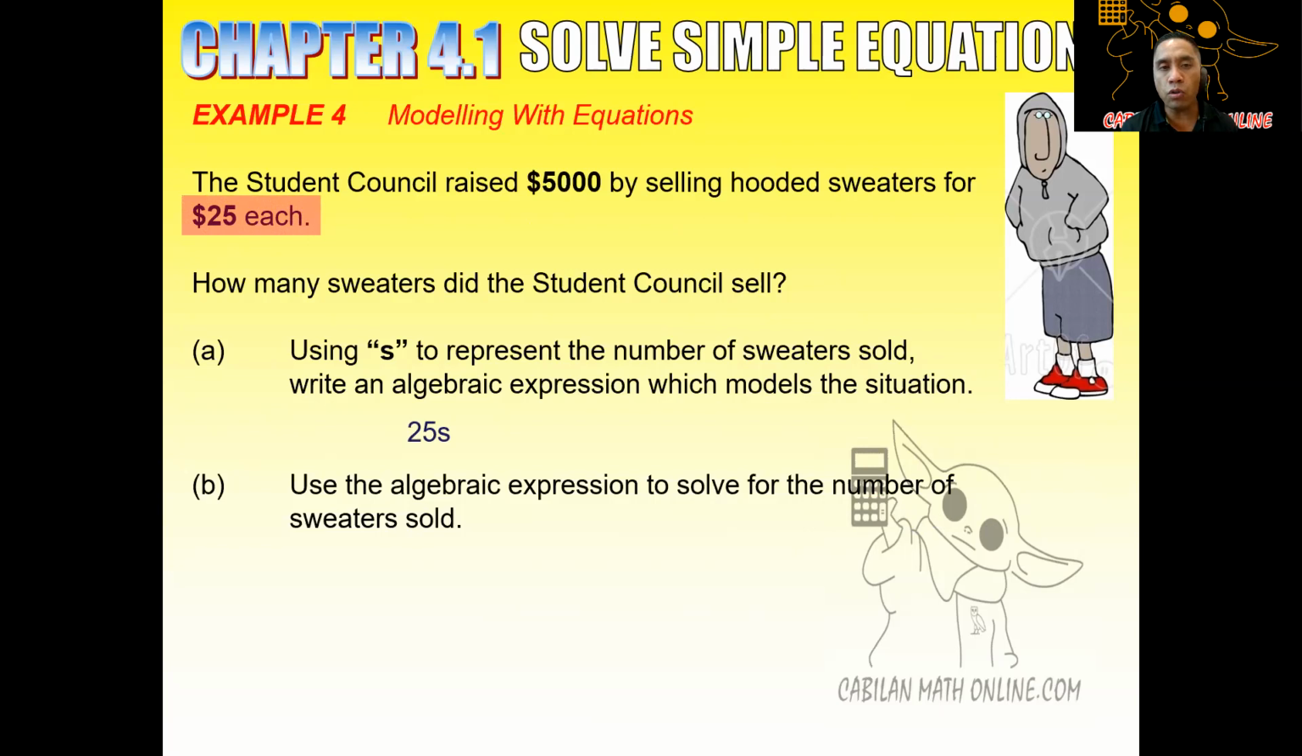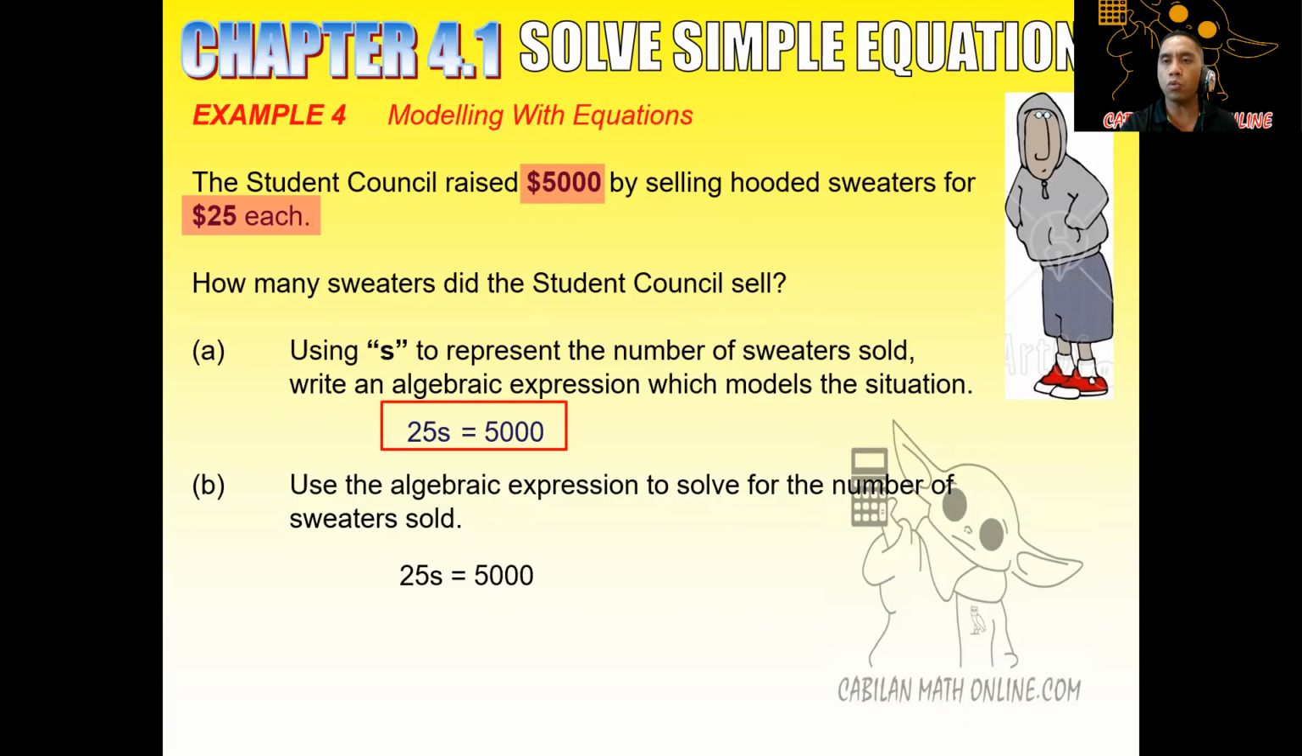Now, what we also know is that they've sold all these sweaters to make $5,000. So what we have here ultimately is 25S is equal to 5,000. Which is again an example of an algebraic expression, or in this case an equation, because we have a letter as well as an equal sign that helps us model this relationship. So it says use the algebraic expression to solve for the number of sweaters sold.